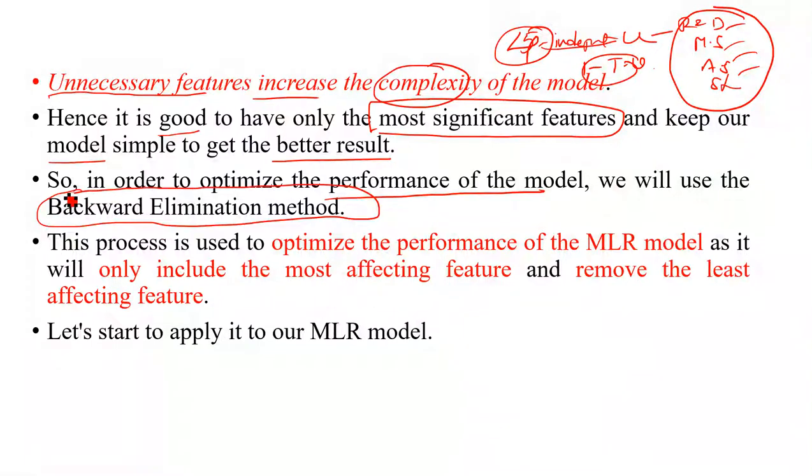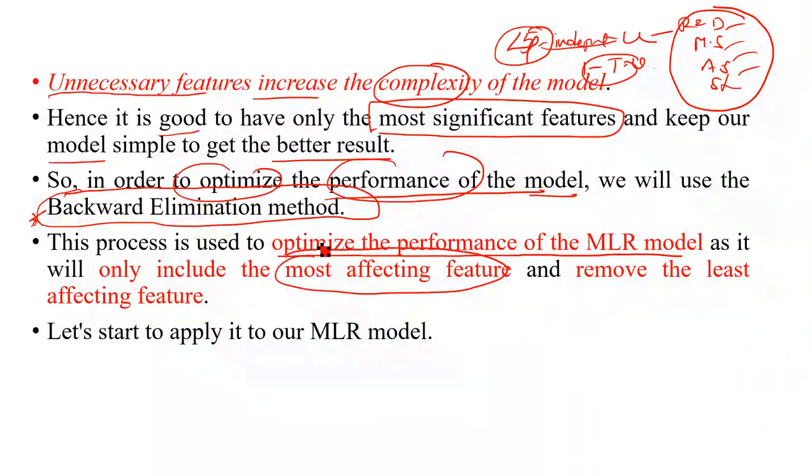What is the main purpose of the backward elimination method? It is to optimize the performance of the model. This process is used to optimize the performance of the multiple linear regression model. Here we only include the most significant features. Most significant means the important features, those making a good contribution to building the model. Unnecessary features means we remove the least significant features using the backward elimination method. So this is the theory concept behind the backward elimination method.